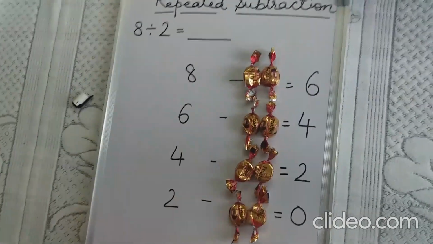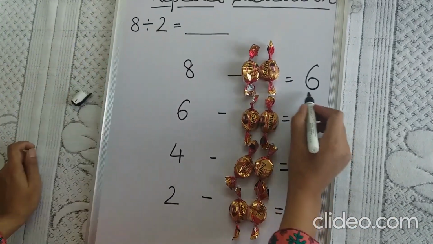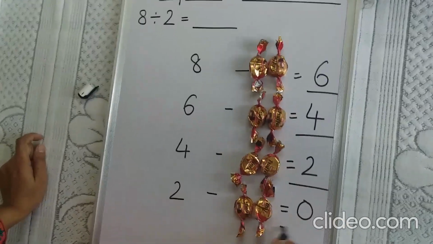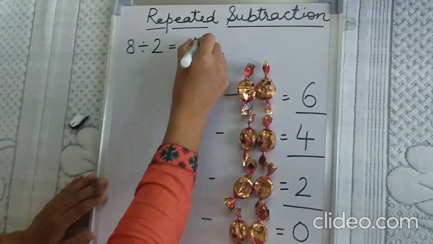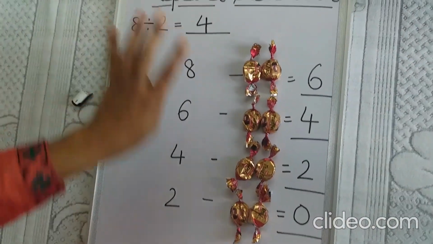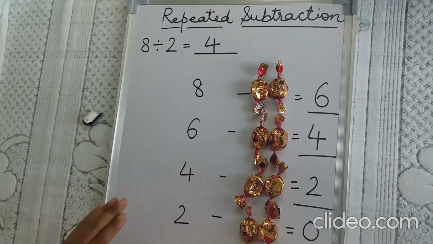So how many times I had to subtract 2? This is 1 time, 2 times, 3 times, and here it is 4 times. So answer is going to come 4. Means I had to subtract 2 4 times, and then I got 0.